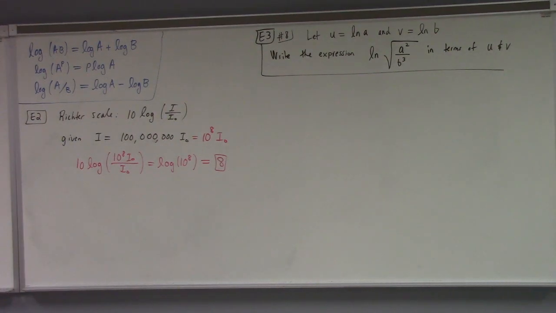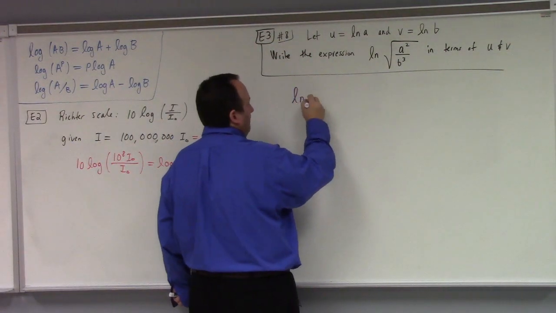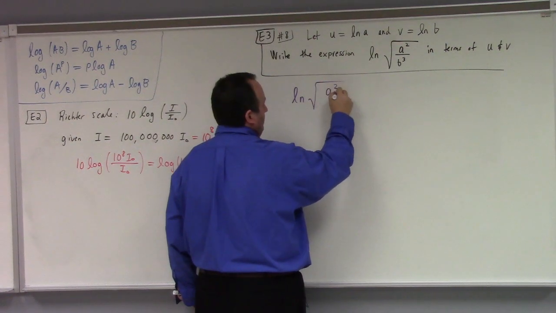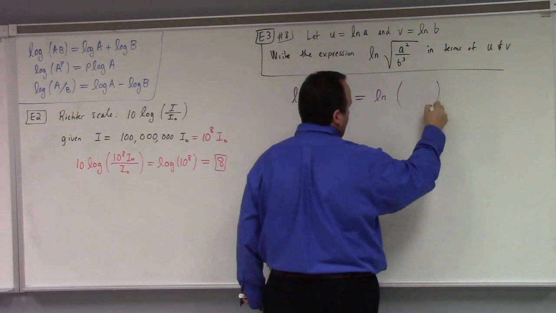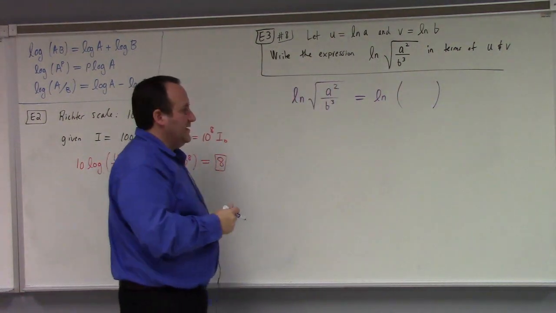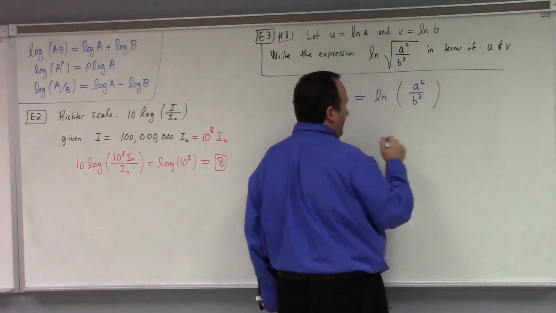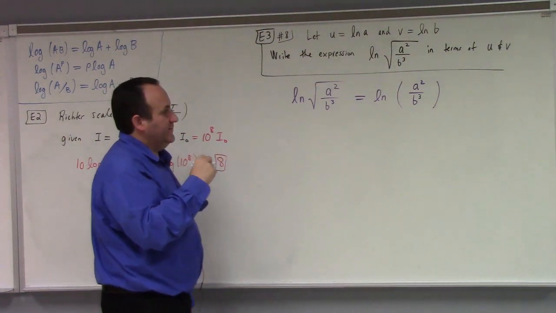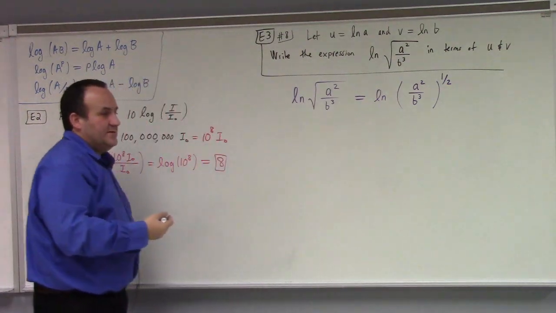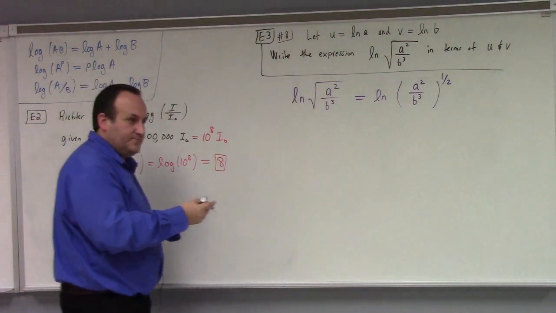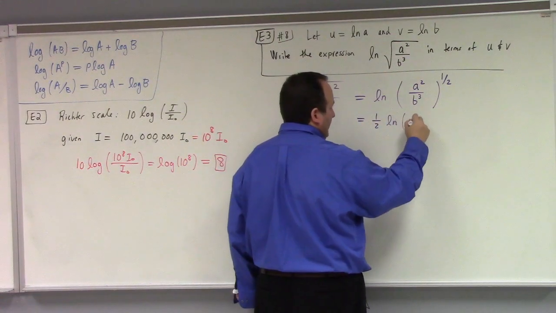How do I start? I start by writing the expression. You give me the next step. That's natural log of what? A squared over b cubed, to the what? To the 1/2 power, right? So my first move is to pull the half down. So I have, by property 2, 1/2 natural log of a squared over b cubed.